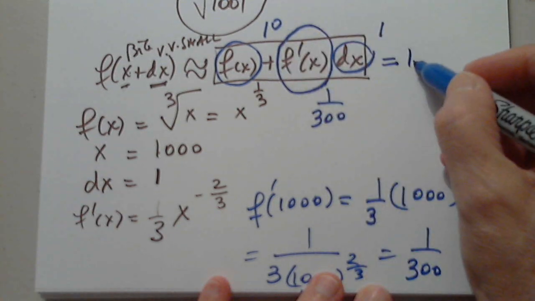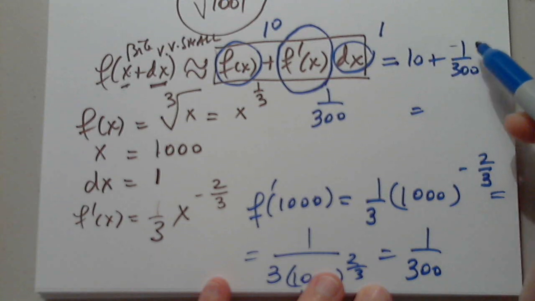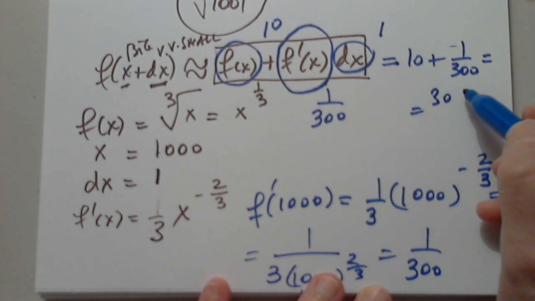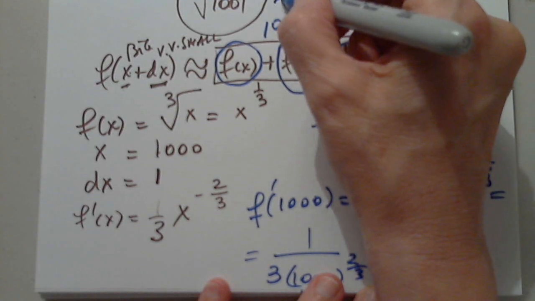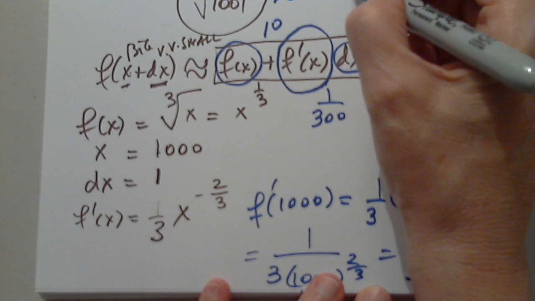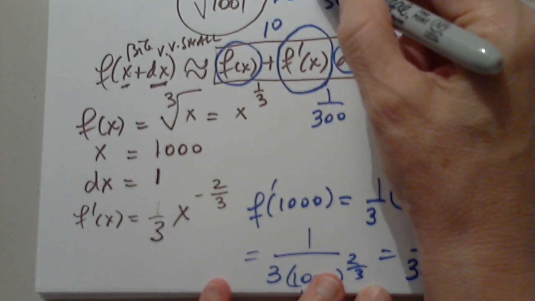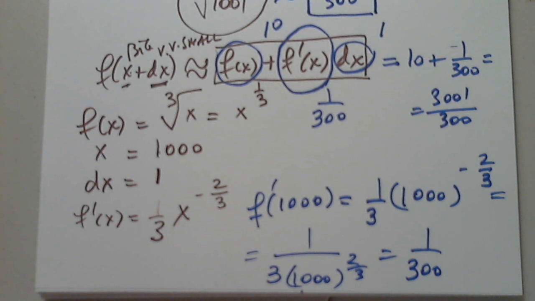And I can go back, continue here. I have 10 plus 1 over 300. Or 3,001 over 300. So this is approximately 3,001 over 300. Please do not approximate. Do not use decimal numbers. That's all I need. Of course you will check. You must check. You don't want to miss any points. So of course you will check.